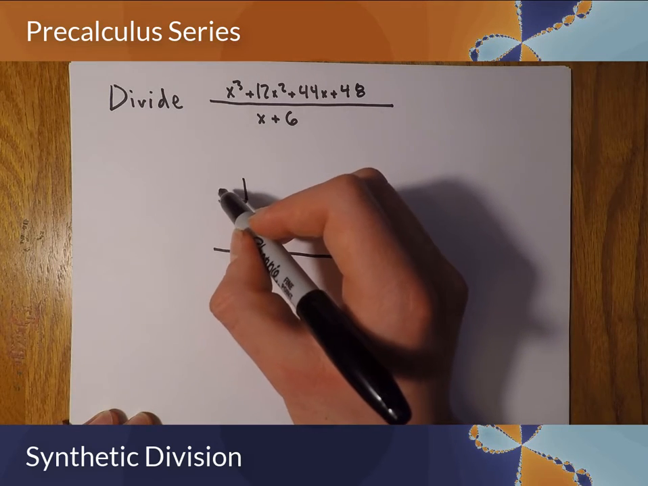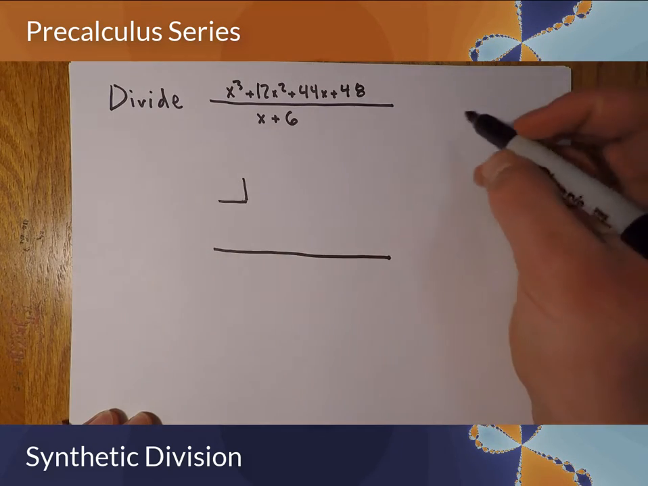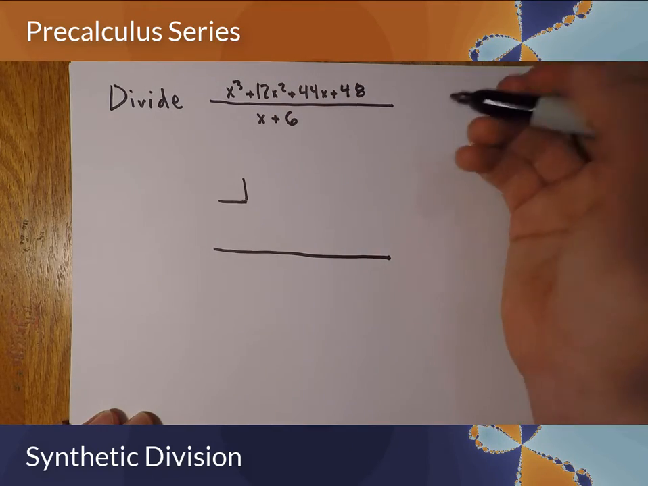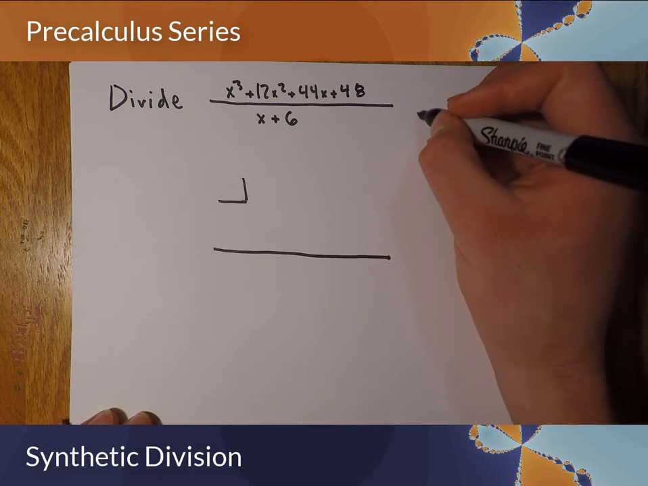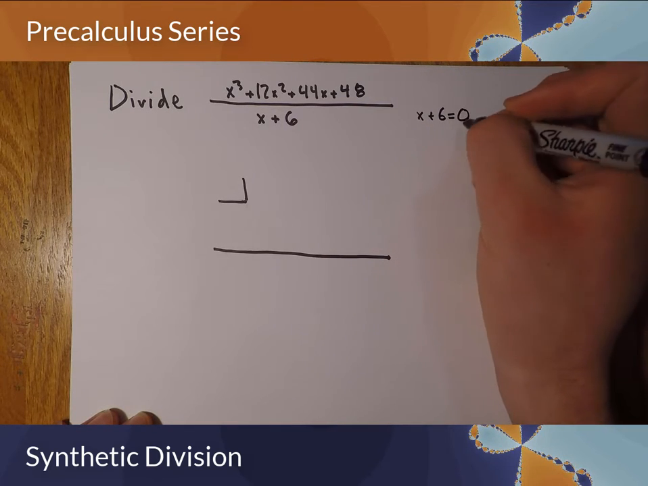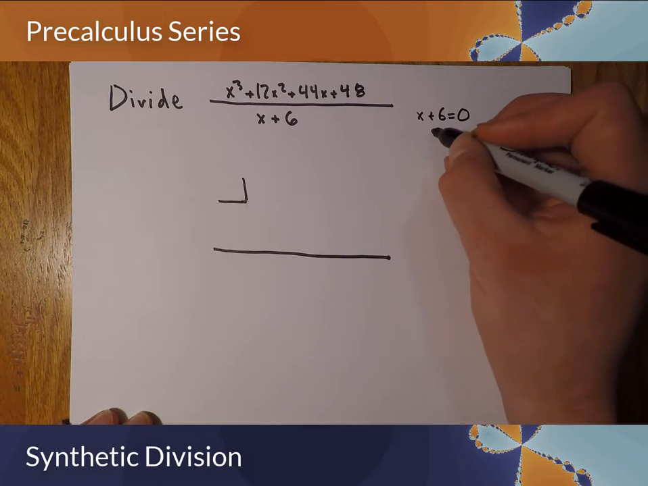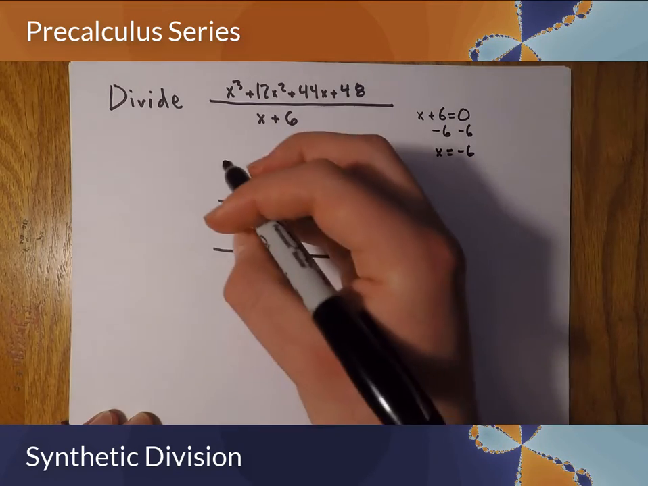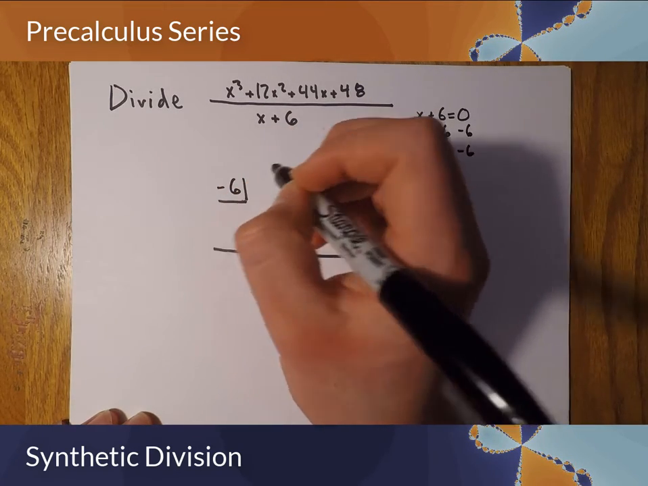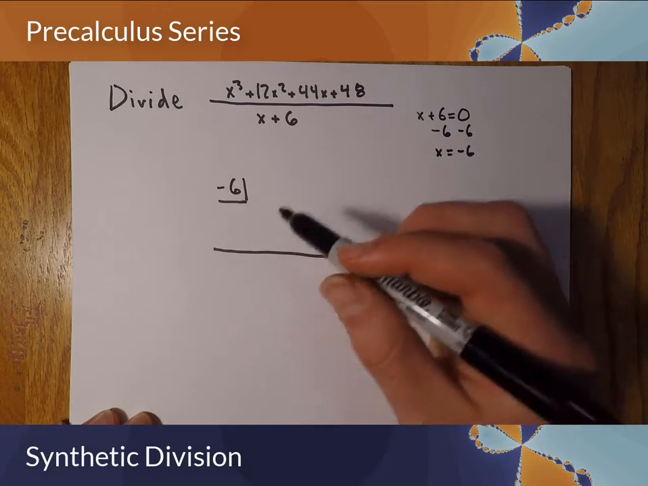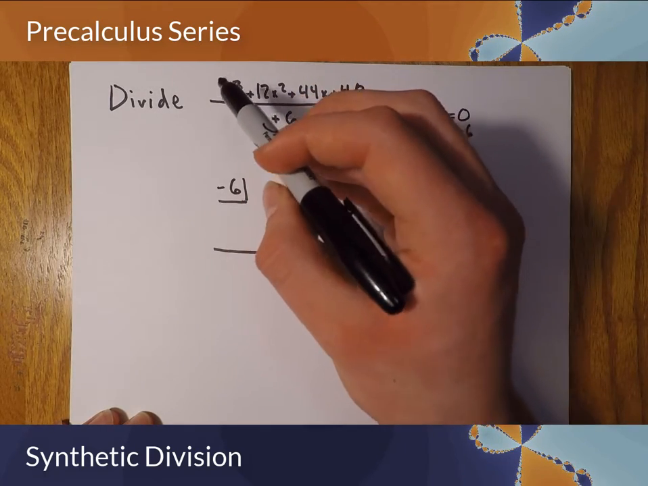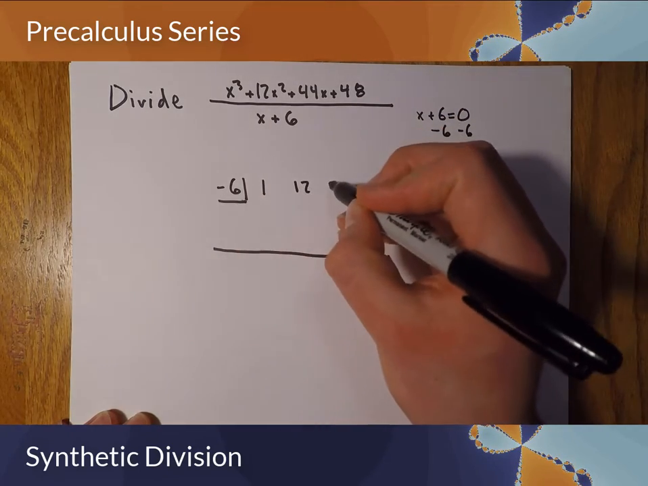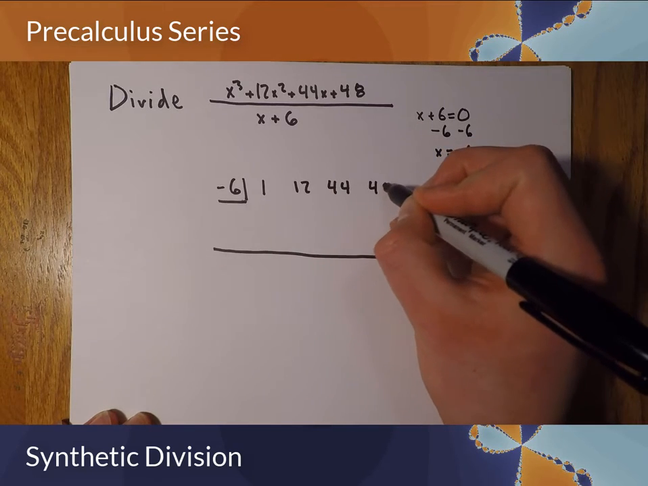Now, you put a value in this corner box, and to get that value, you take the whole linear factor that you're dividing by, and you set it equal to 0. So x plus 6 equals 0. So now you subtract 6 from both sides, and whatever x equals, you put in there as the number inside the half box. Now, you want to write all the coefficients of these values across the top. So you have 1, 12, 44, and 48.